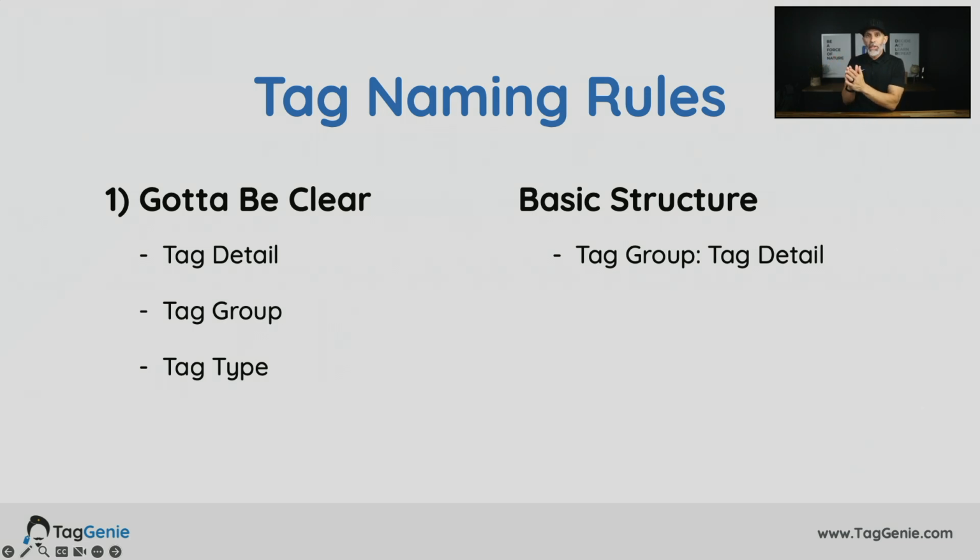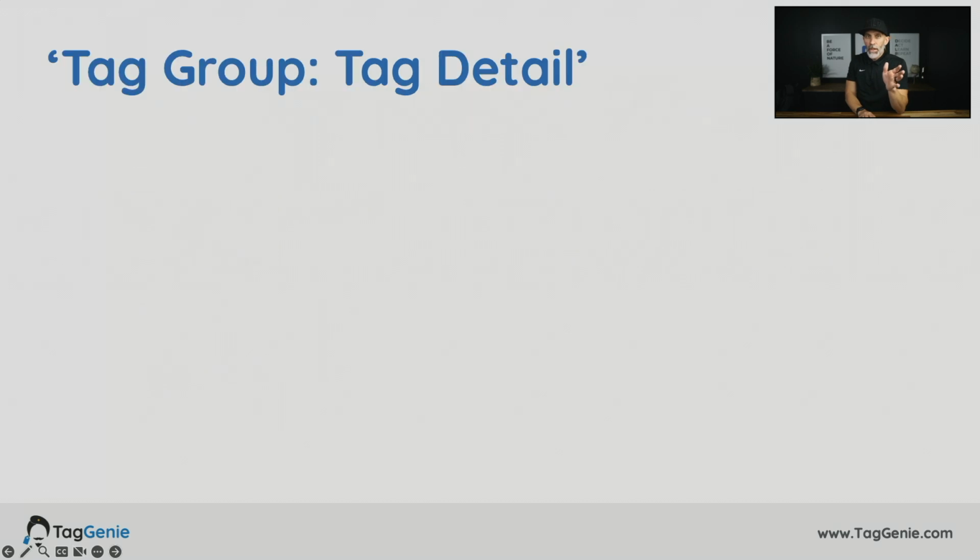I just want to start with the basics, where it is my opinion that every tag you create in the future and every tag that you have should be named tag group, tag detail. Okay. Now, let me give you some examples. Let me show you why this is really helpful and really valuable. So tag group, tag detail.